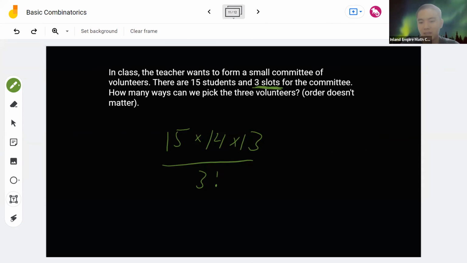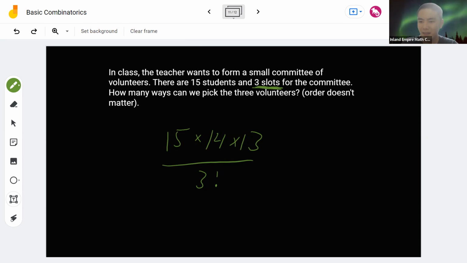Because one way you can think of this problem is you want to start off by choosing a president and then choose a vice president and then choose a treasurer out of the 15 people. But then for some reason, the teacher decides to call all three of these officers just volunteers. So they end up being equal people. So no matter the order that you choose the president, the vice president, and the treasurer, they actually all end up being the same thing.